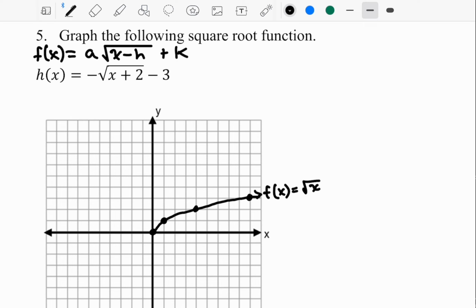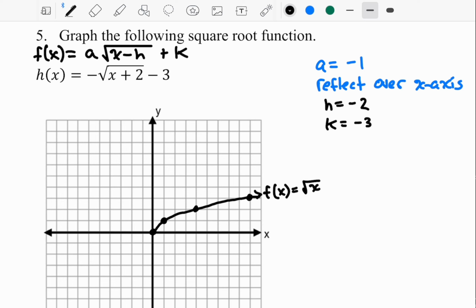Now, the a value is going to be -1 here. Same shape and orientation because the absolute value of -1 is 1, but it is negative, so that tells us we're going to reflect each point over the x-axis. Right. The h value is a -2. The k value is a -3. So that's telling me I'm going to shift left 2, down 3.